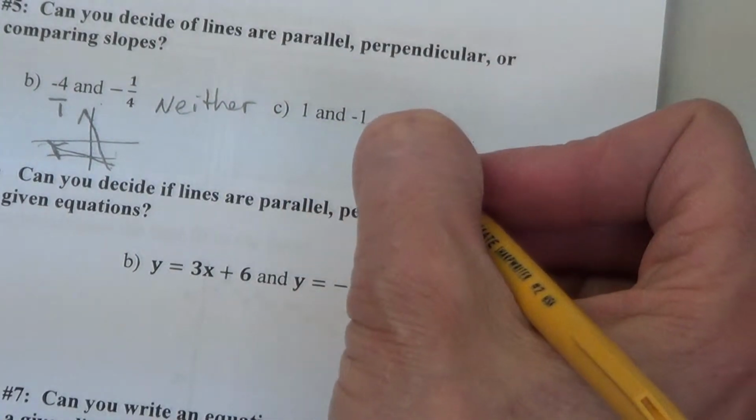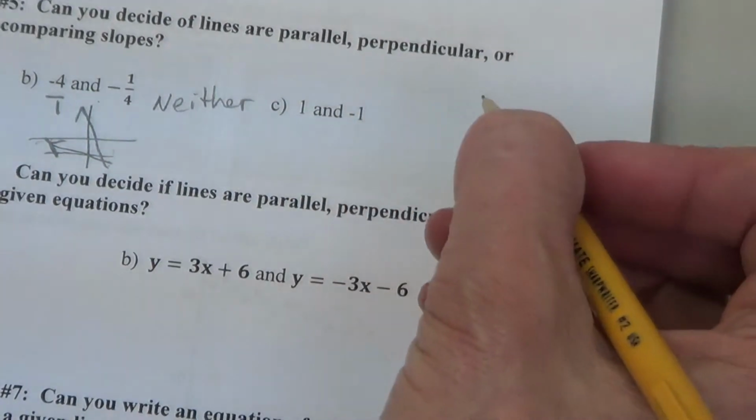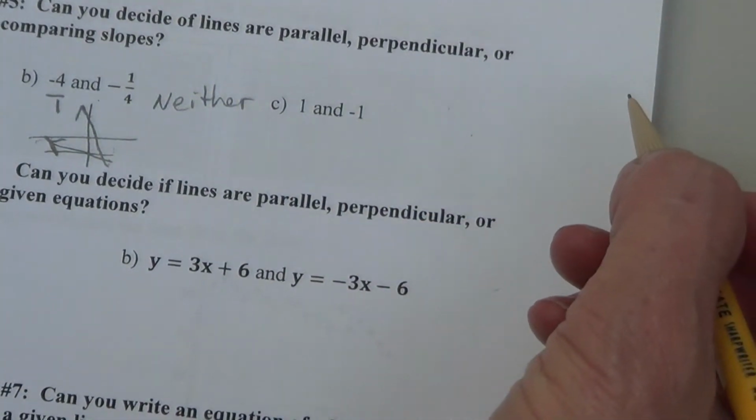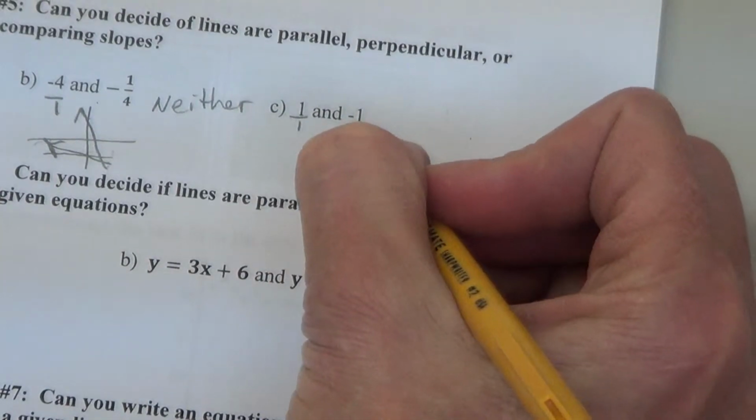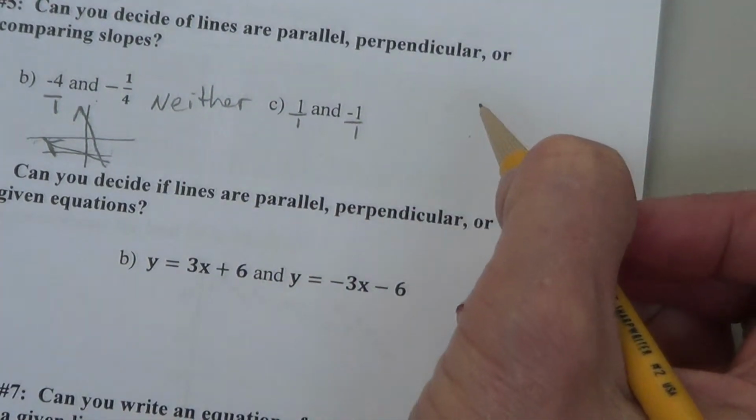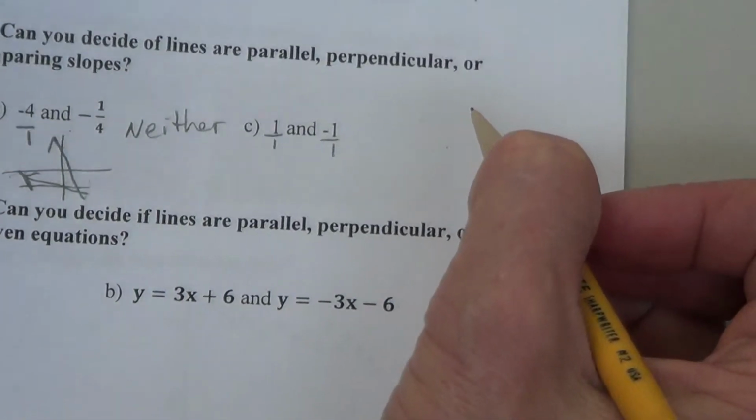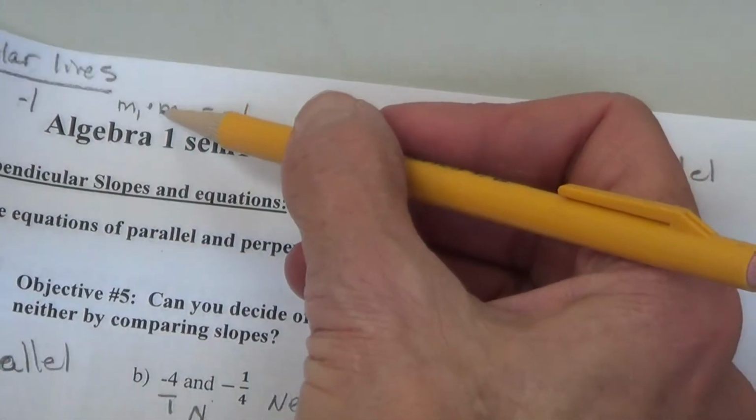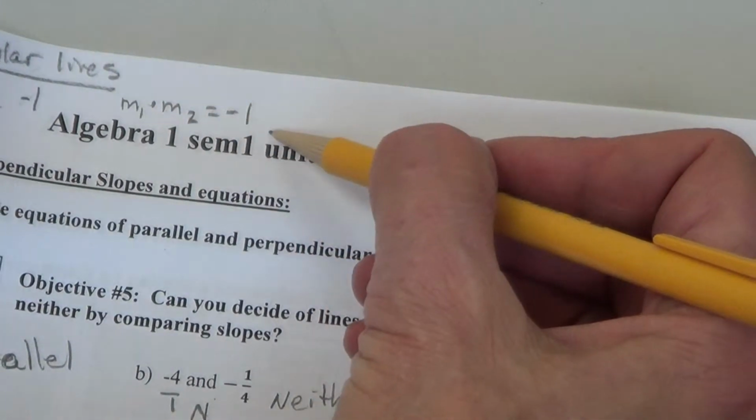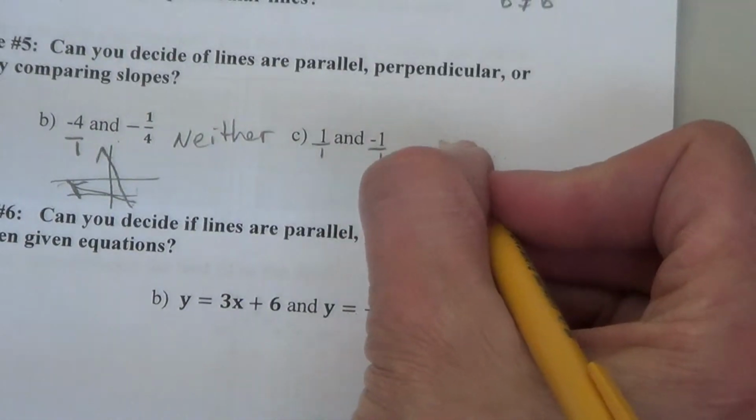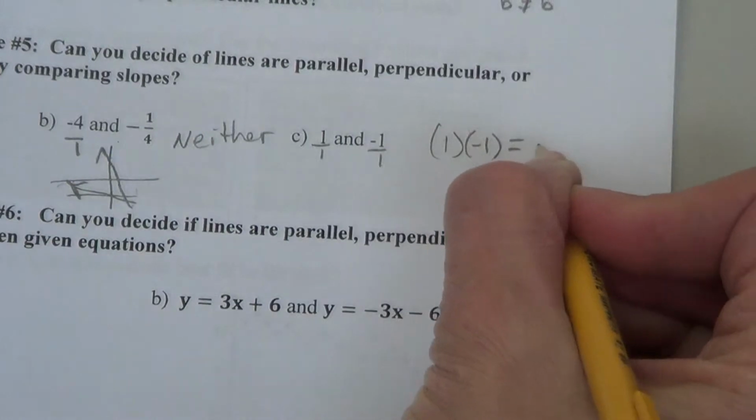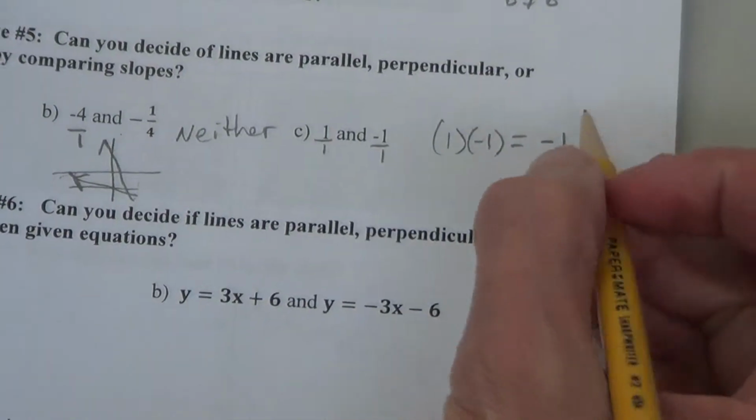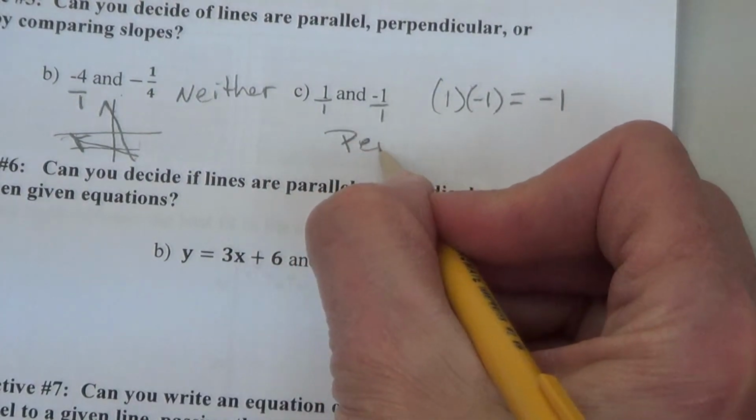1 and -1, well, that one is kind of hard to see as perpendicular because you don't notice that they're opposite reciprocals. But in fact, you could use the rule that I gave you, that the product of two perpendicular slopes will be equal to -1. The product of 1 and -1 is in fact -1. So those are perpendicular.